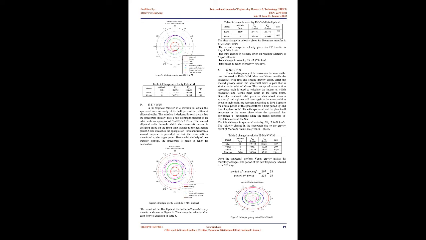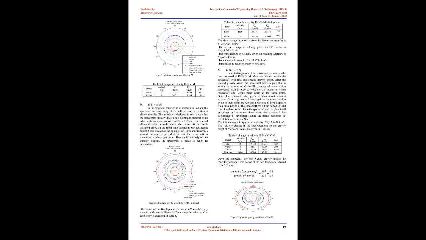The initial trajectory of this mission is designed so as to meet the Earth again using fixed-time transfer. The spacecraft intercepts Earth once again for its first flyby, after departing from Earth. It does its second flyby around Venus and heads towards Mercury. The simulation result for this mission is shown in Figure 5. The change in spacecraft velocity after each flyby is enclosed in Table 4. Total change in velocity equals 7.216 km per second. Total time taken to reach Mercury equals 220 days.